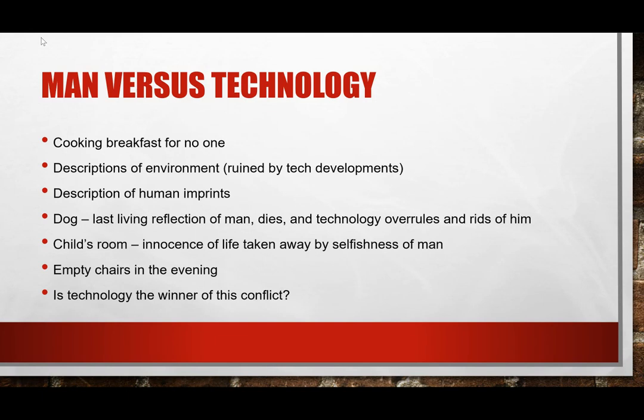So this is really important to show that that was man, and then the imprint is what is left from their interaction with technology. So if you think about conflict as an interaction, so the dog, it's the last living reflection of mankind, or man or human. It's man's best friend. That's why there's a dog as opposed to a cat. It dies, so there goes with it man. And then on top of that, technology overrules and rids of him. So they burn him, they incinerate him. That's what happens.